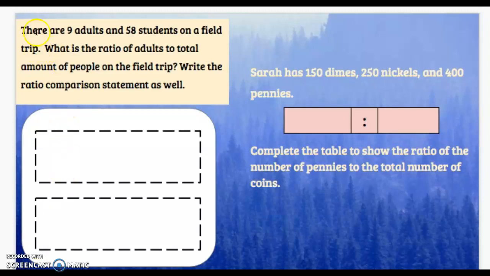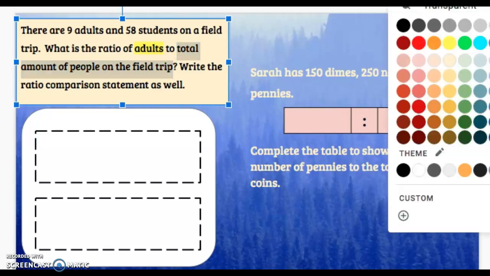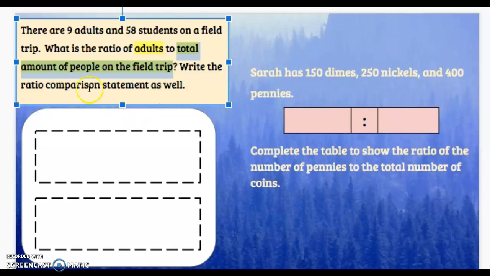Okay, so for the first question, it says there are 9 adults and 58 students on a field trip. What is the ratio of adults to total amount of people on the field trip? So they want a ratio. They're just asking you for the ratio. They're not asking you for it 3 different ways. They're not asking for anything else but a ratio.